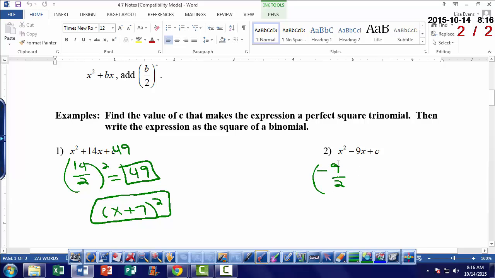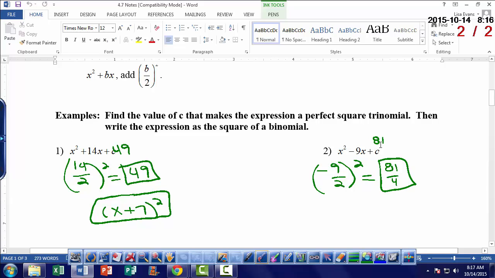Negative 9 divided by 2 is negative 4.5. You can leave these as fractions. That's what I would do, and I would just go ahead and square it, and I'll show you why. So when we square both of these terms, we get 81 over 4. I know it doesn't look that pretty, but that is our c.